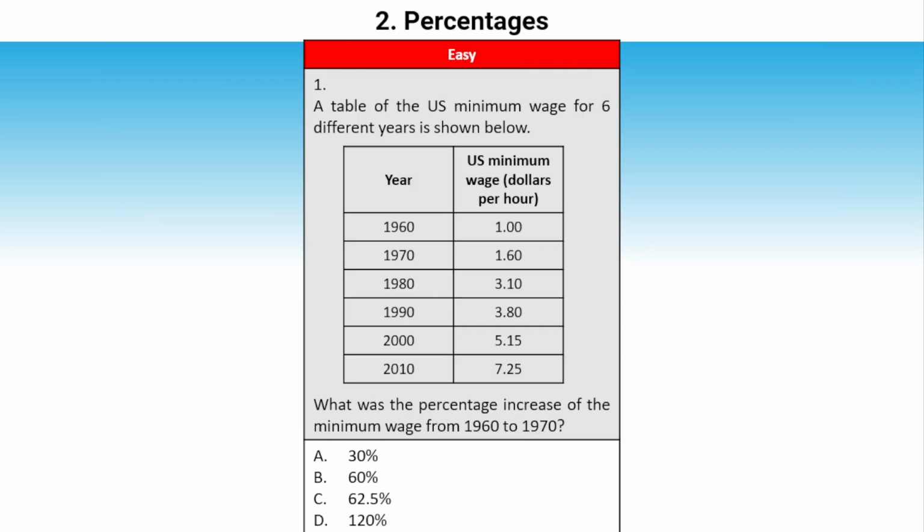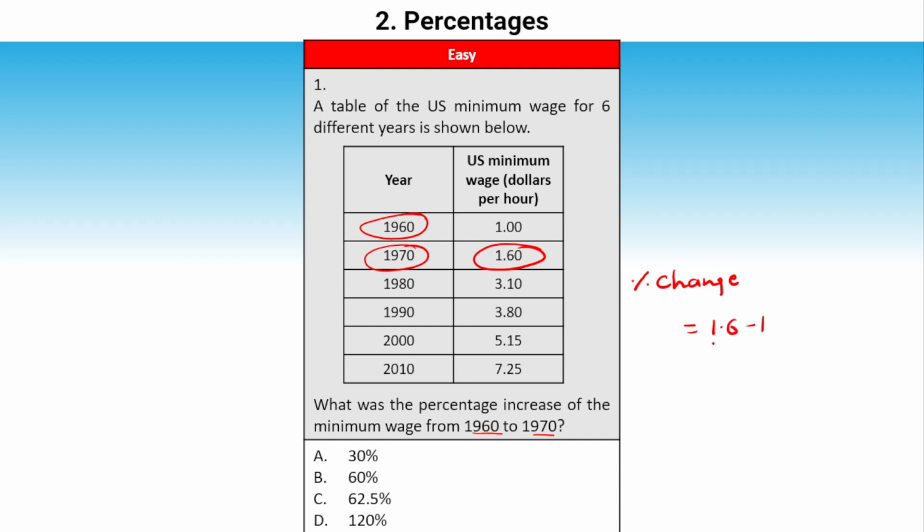Next one is percent. So we are given a table. The table of the US minimum wage for 6 different years is shown below. What was the percentage increase of the minimum wage from 1960 to 1970? Basically this is the percentage change, right? So percentage increase or percentage change is equal to, what is this, new value minus old value.